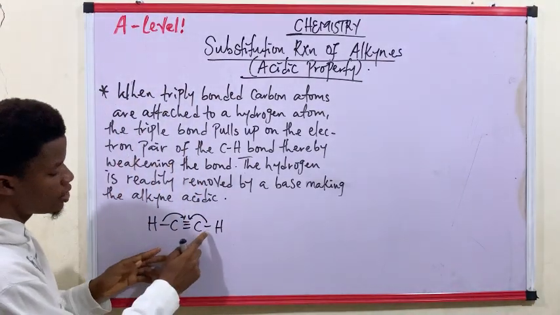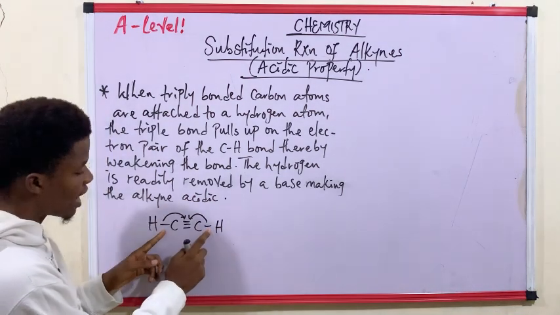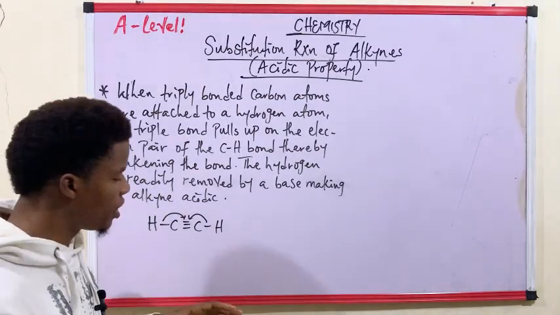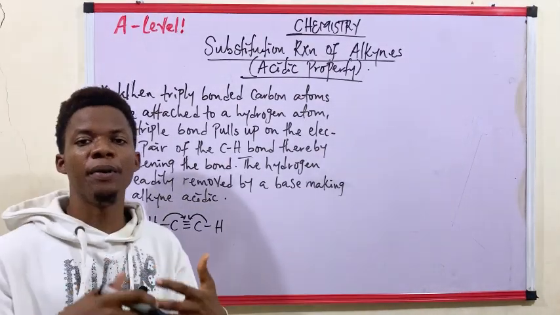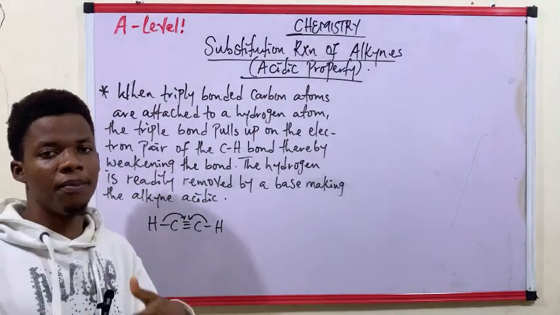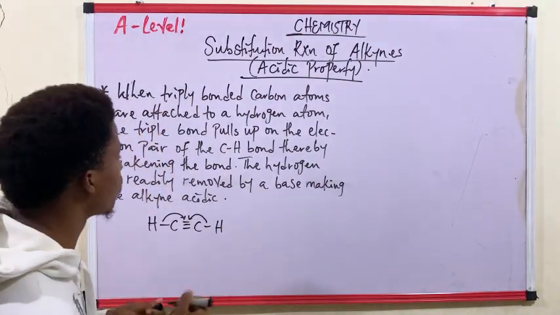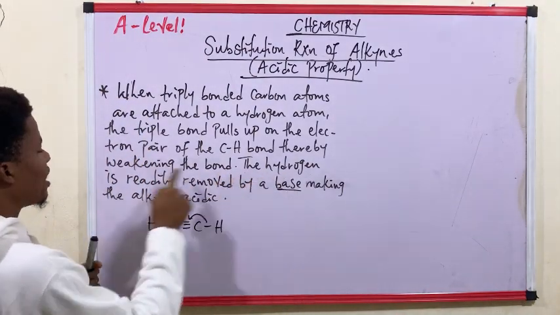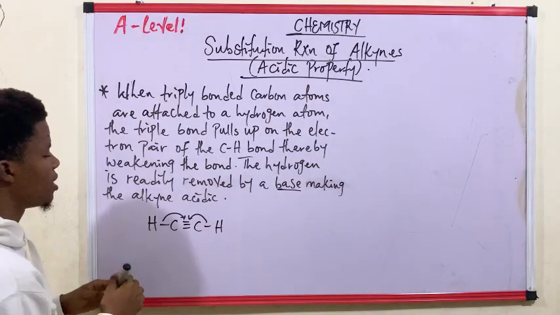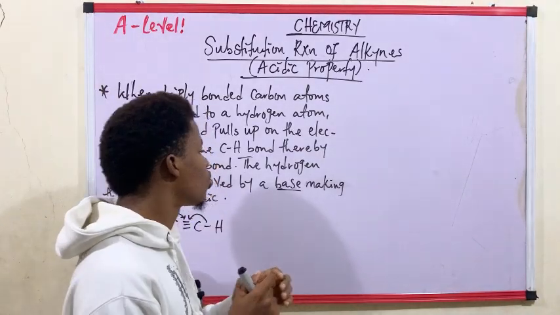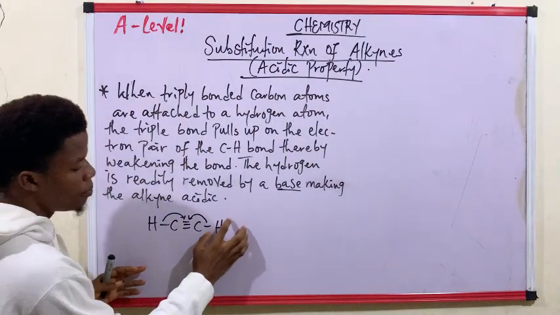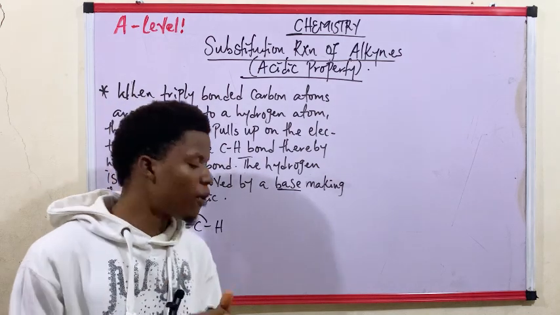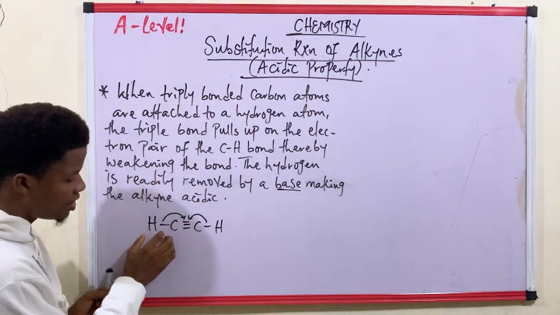Because this triple bond is pulling the electrons from this side and this side, the bond between this carbon and this H, and this carbon and this H, becomes very weak. So this H can easily be removed, and this other H can easily be removed. Now, what is used to remove them? A base. Weakening the bond, the hydrogen is readily removed by a base, making the alkyne acidic. So with the help of a base, this is removed and this is removed.